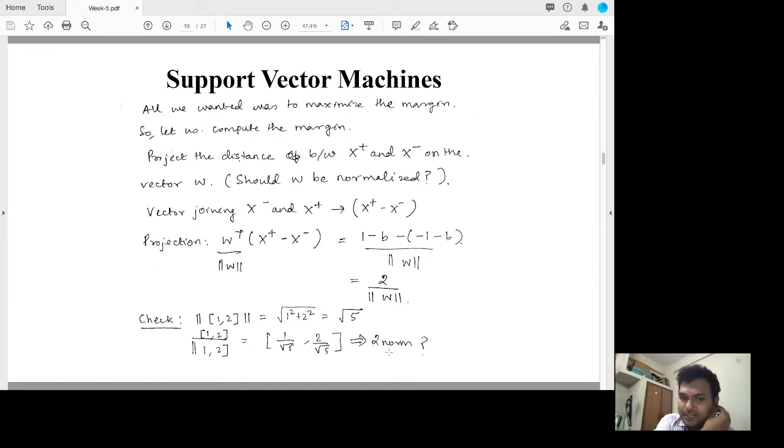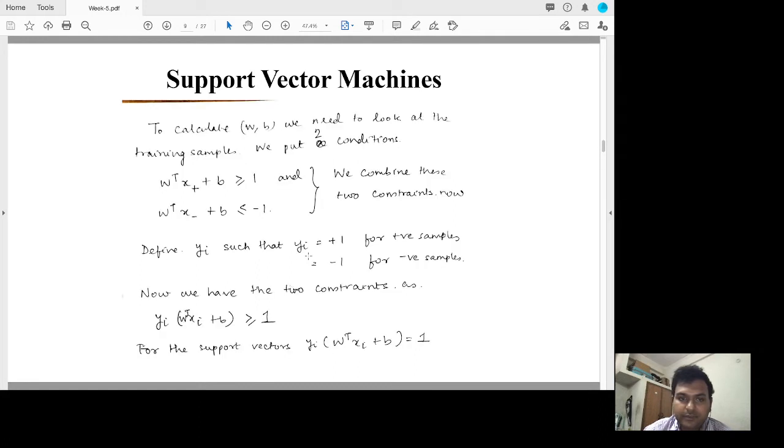This is what I was trying to mention in the previous slide also. So basically your projection should be onto the direction of W, but W should be of norm 1. So basically that is what you are doing: you are doing W by the norm of W, and you are projecting x plus minus x minus onto W. So W transpose into x plus minus x minus.